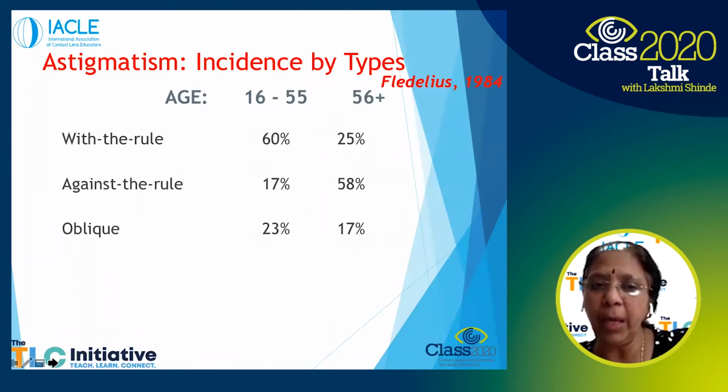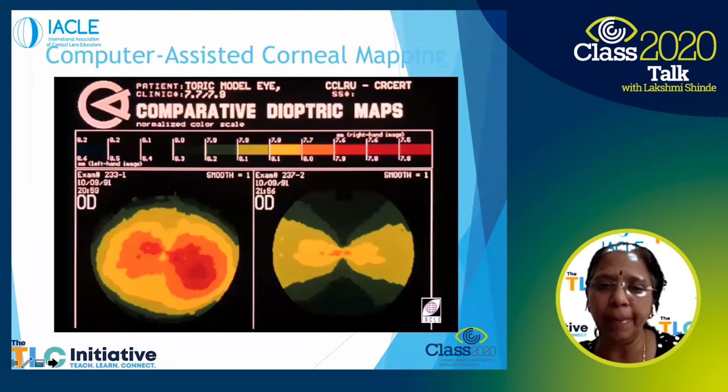And in terms of age, we always find that the younger population has more with the rule astigmatism, and as you grow older, it becomes against the rule astigmatism, and the oblique astigmatism again are rare in both the younger as well as the aged population. So all this knowledge one should be familiar with when we actually approach soft contact lens fitting, both as a practitioner and maybe as a final year student.